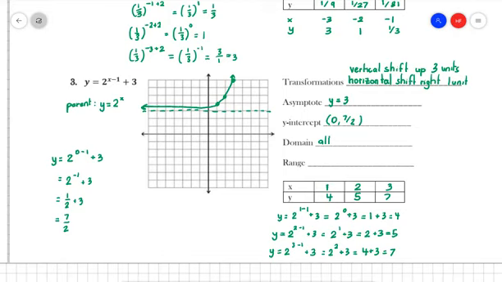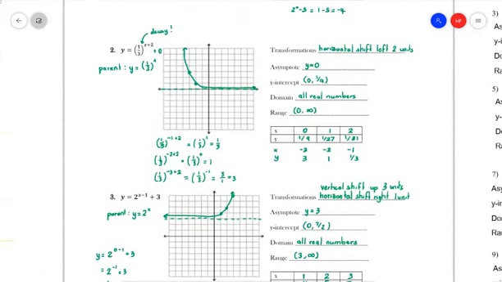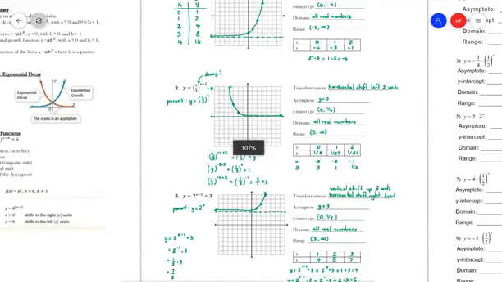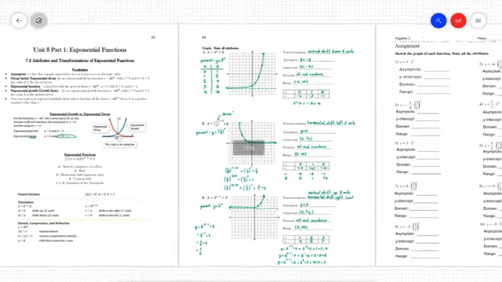Domain is all real numbers. And the range, it can be any value for y except anything that is on 3 or below it. So we're going to go from 3 toward infinity. So we can see the difference in the graphs looking at 1, 2, and 3, that the only one that was facing the other direction is the one that is a decay. So our decays are going to look different from our growths, and we can see that from their graphs.